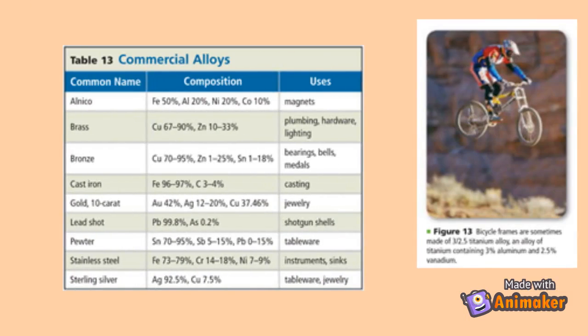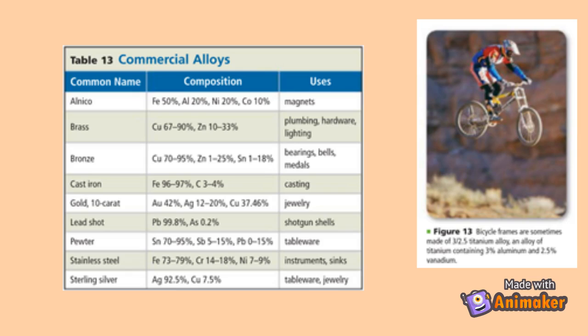Some alloys vary in properties depending on how they are manufactured. In the case of some metals, different properties can be obtained based on heating and cooling. In Table 13, the table lists some of the properties of alloys with their common name and composition. An alloy of titanium has been used.